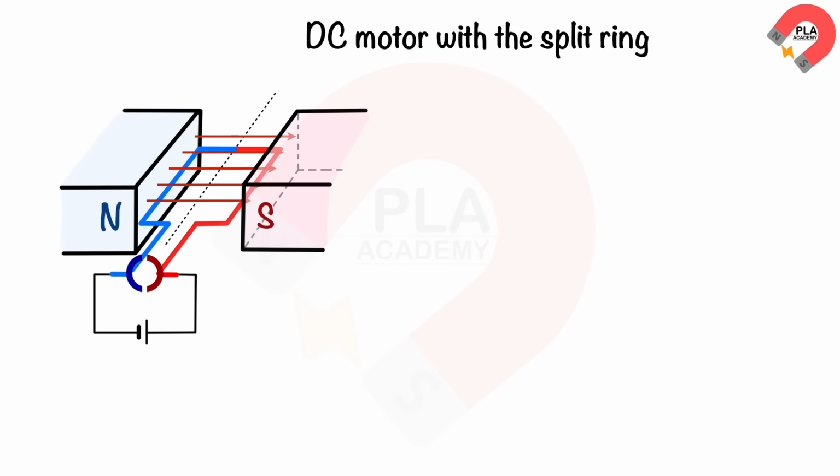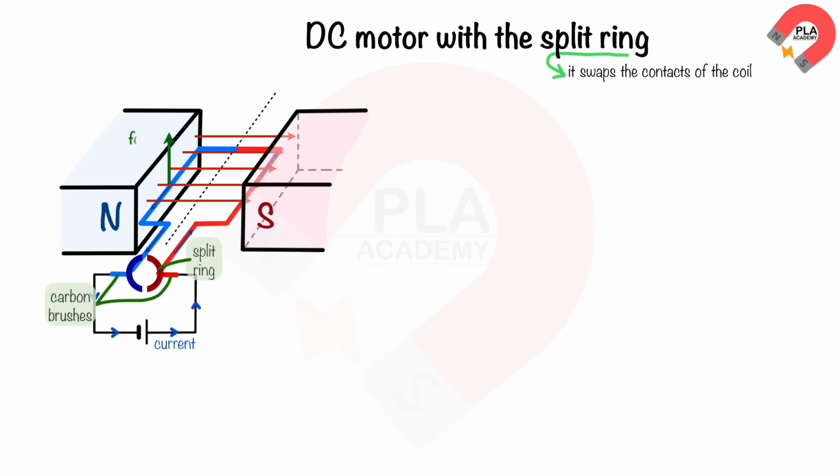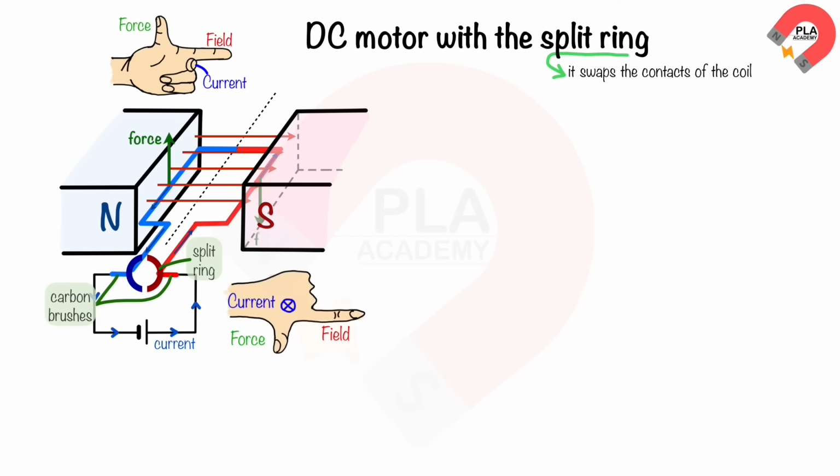The DC motor with the split ring commutator. This is the split ring commutator. It swaps the contacts of the coil. This is the carbon brushes, which make sliding contact with the split ring. As the coil rotates, the carbon brushes are at rest. When the current flows through the split ring and coil, the force on the blue side is upward due to Fleming's left-hand rule, and the force on the red side is downward.